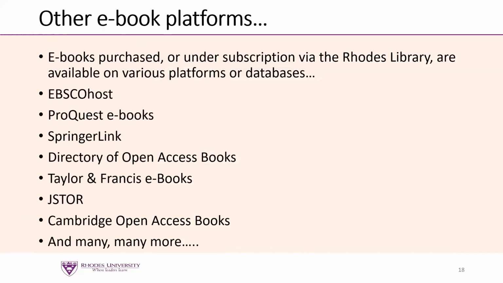There are other ebooks. I mentioned Ebscohost now. The other platforms are also Proquest ebooks. We have ebooks via Springerlink, the Directory of Open Access Books, Taylor and Francis Publishers, the JSTOR database, Cambridge Open Access Books, and many, many more. So they're not all available on Ebscohost. So just be aware that when you access an ebook, it might come from another platform or one of these.